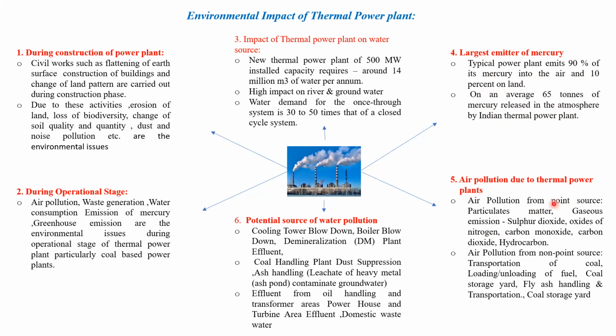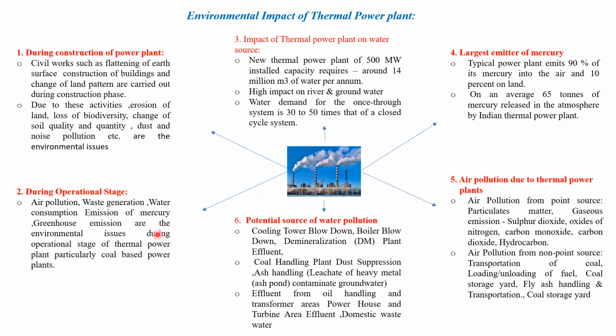The fifth one is air pollution due to thermal power plant. As I told in the last slide, air pollution from point sources: particulate matter, gaseous emissions, sulfur dioxide, oxides of nitrogen, carbon monoxide, carbon dioxide, hydrocarbons. Air pollution from non-point sources: transportation of coal, unloading of fuel, coal storage yard, fly ash handling and transportation. So these are the major environmental impacts of thermal power plant.